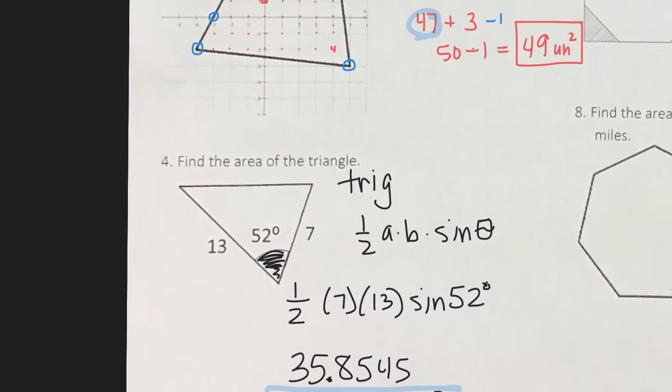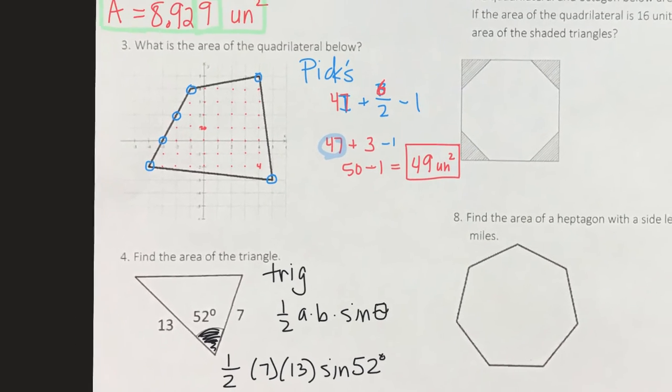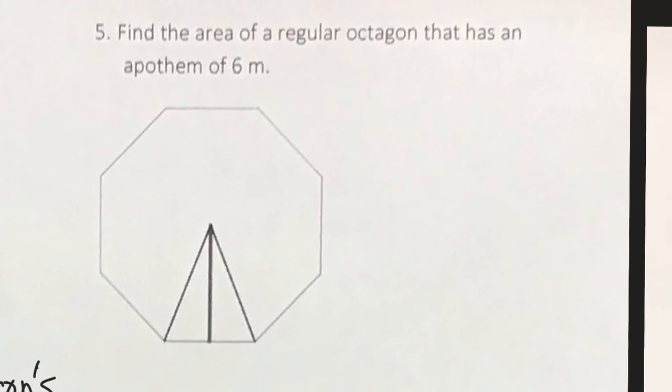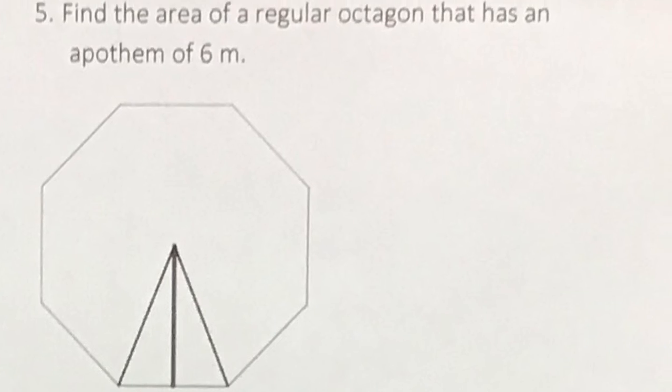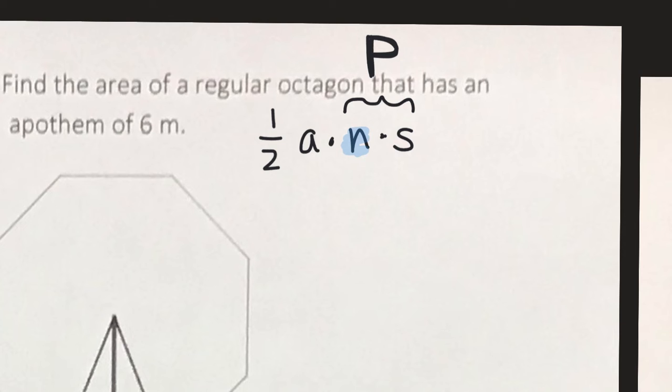Depending on what information you're given for these triangles, you're going to use one of the different formulas. A regular octagon that has an apothem of 6. In our regular polygon formula, that's 1/2 of a, the apothem, times the number of sides times the side length. Maybe you see the formula 1/2 of AP, 1/2 of the apothem times the perimeter. Well, the perimeter is made up of two parts, the number of sides, which you can count, and the side length, which in this case we're going to have to calculate.